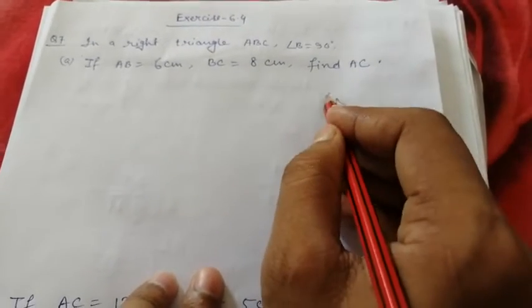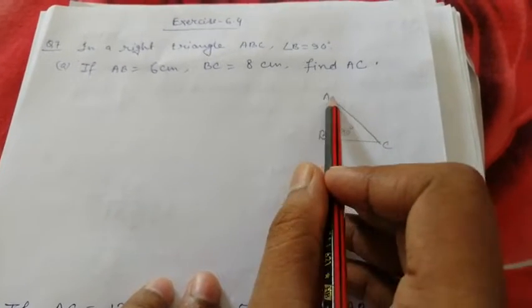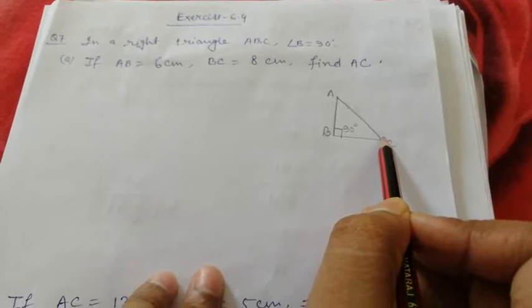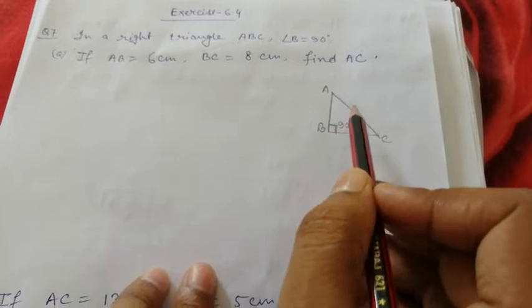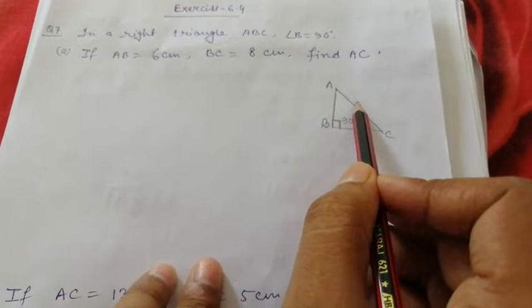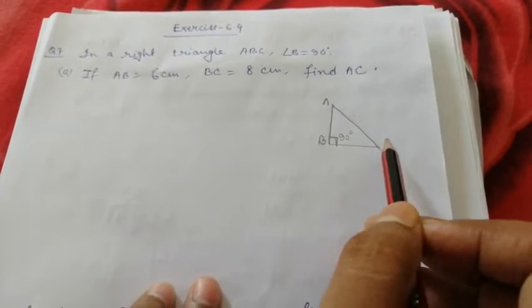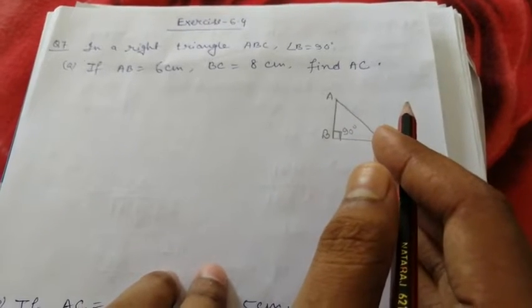Now I will tell you some information. This is A, this is C. So this is called the hypotenuse, or you can say longer side. How do you understand this is the longer side? The side in front of the 90 degree angle is called the longer side. And when you draw any right angle triangle, you can apply the Pythagoras theorem.